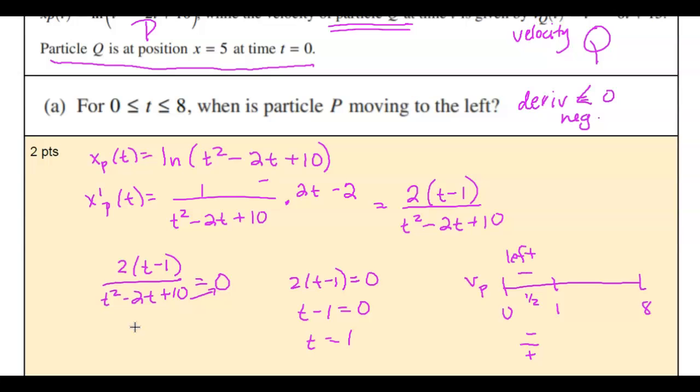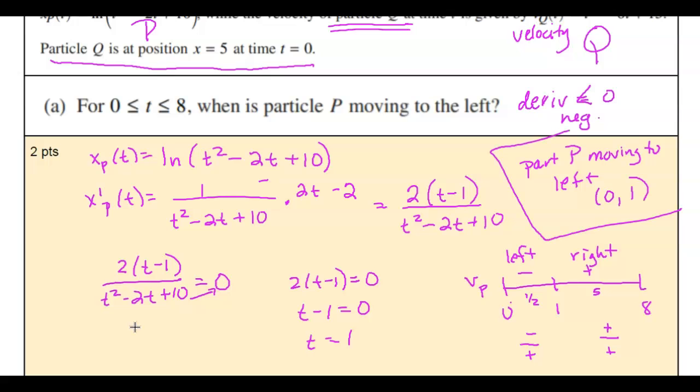But that doesn't mean I don't move to the left there. So I'm going to try like 5. So 5 would be positive times positive. If I plug in 5, 25 plus 10 is 35 minus 10 is positive. Okay, so that means I'm moving to the right. So what we know is particle P is moving to the left from 0 to 1. I think interval notation is the easiest way to write it.